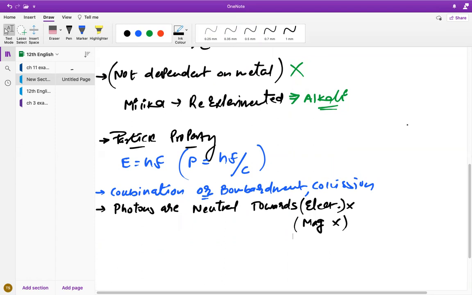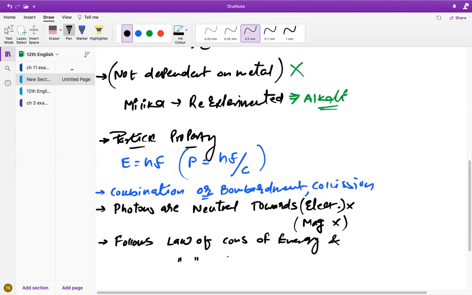And the very last property is that this particle nature of a photon follows the law of conservation of energy and the law of conservation of charge. બરાબર. એટલે જેટલા ફોટોન્સ એમિટ થયા હશે સરફેસ માંથી એટલા નવા એના જેવા પ્રોડ્યુસ થઈ જશે. Okay. So this is the study of our particle nature.